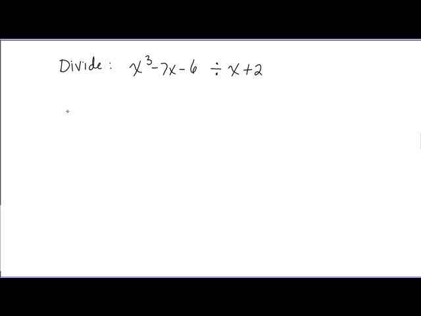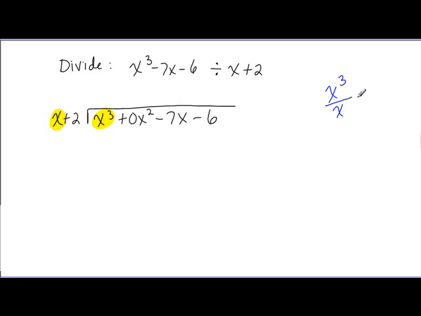So x plus 2 goes here, and then the divisor is x cubed plus 0x squared minus 7x minus 6. You want to make sure that you put in an x squared term if it's missing. And then this is kind of the way I like to look at this. I look at the first term and the first term, and I think about, if I take x cubed and divide it by x, what do I get? X squared. And this tells me what I'm going to put on top up here.